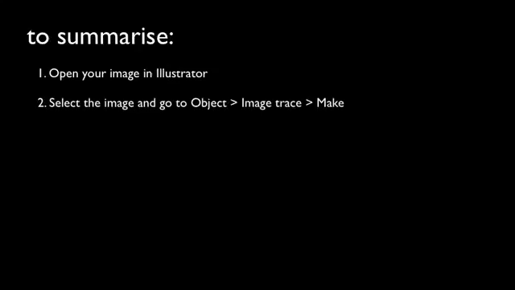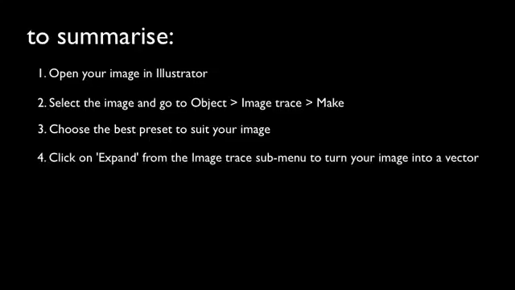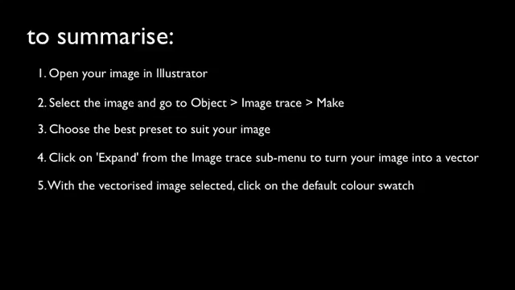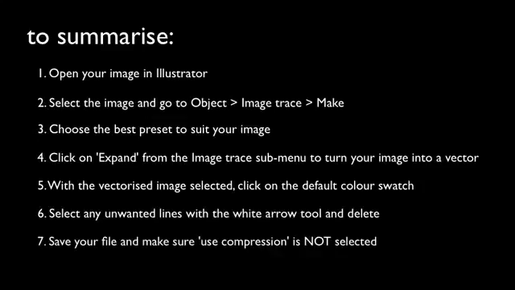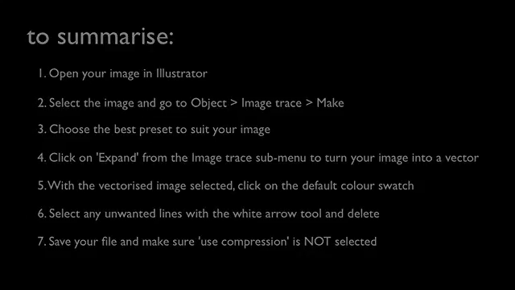So to summarise, open your image in Illustrator, select Image and go to Object, Image Trace, Make. Choose a best preset that suits your image. Click on Expand from the Image Trace submenu to turn your image into a vector. With the vectorized image selected, click on the default colour swatch, select any unwanted lines with the white arrow tool and delete, and then save your file and make sure that Use Compression is not selected.